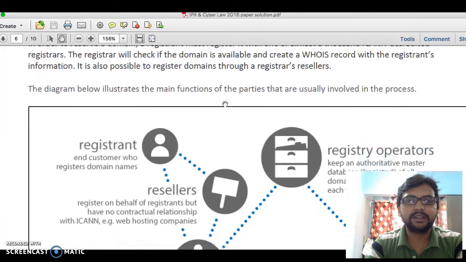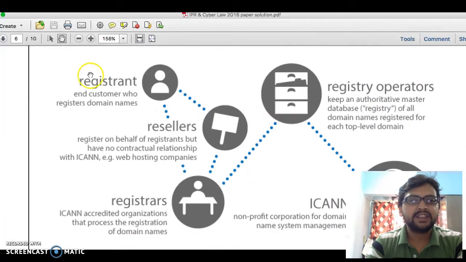Let's look at this diagram for better understanding. Here we have the registrant. Registrant means the end user, like us. Then we have the reseller; these are the ones through whom end customers register domain names. How can they register a domain name? For example, if I want the domain name tirupparmar.com, I am a registrant, and I ask for this domain name from a reseller. Reseller means I'll approach GoDaddy. Resellers register on behalf of a registrar, but have no contractual relation with ICANN.